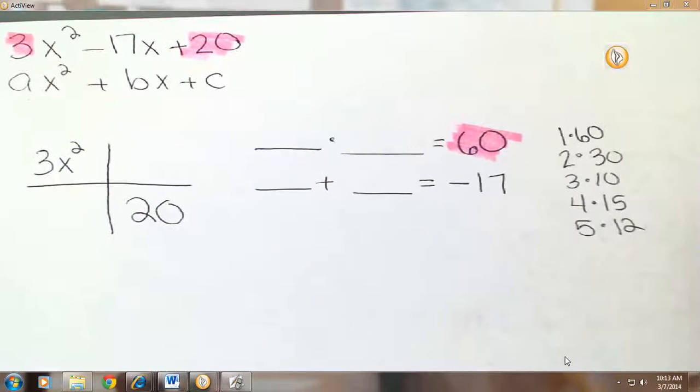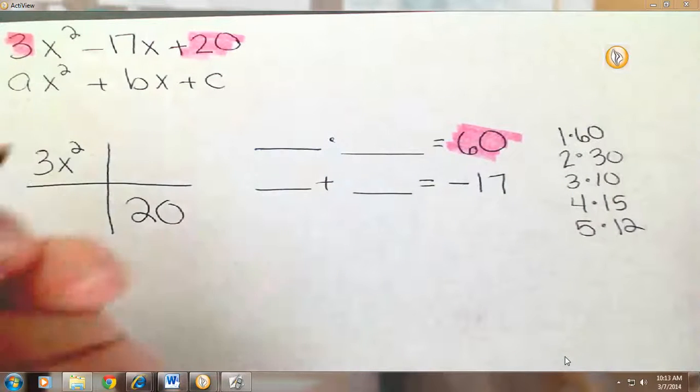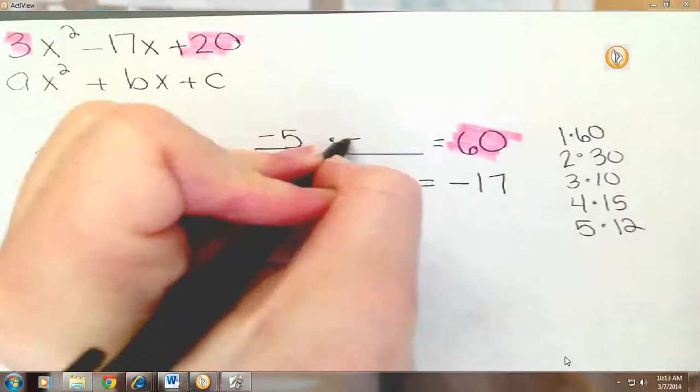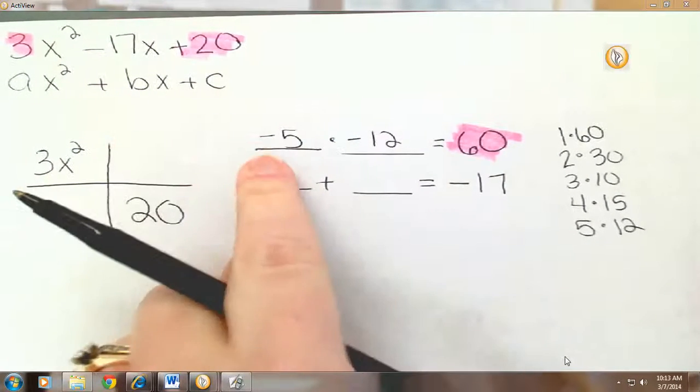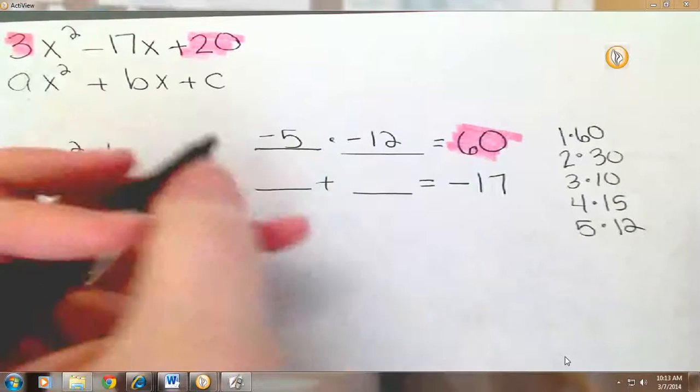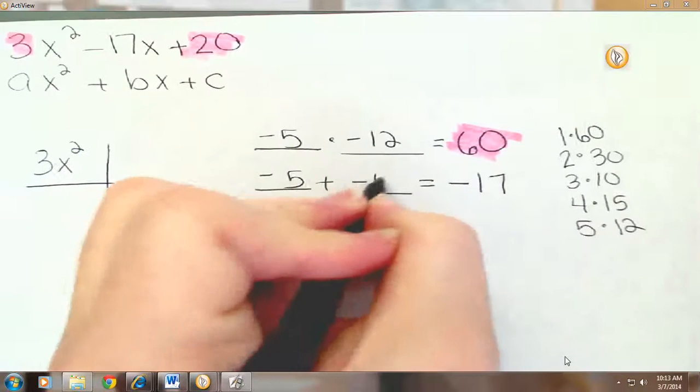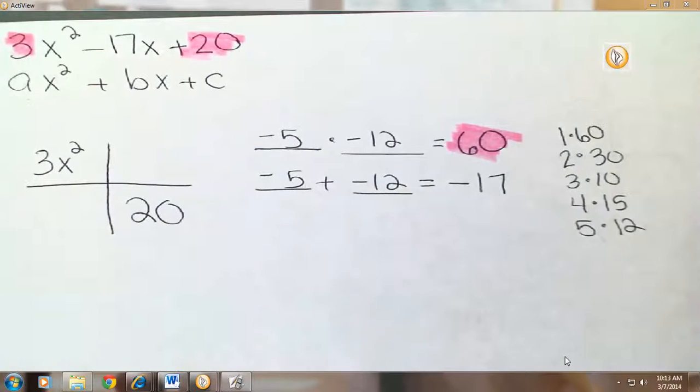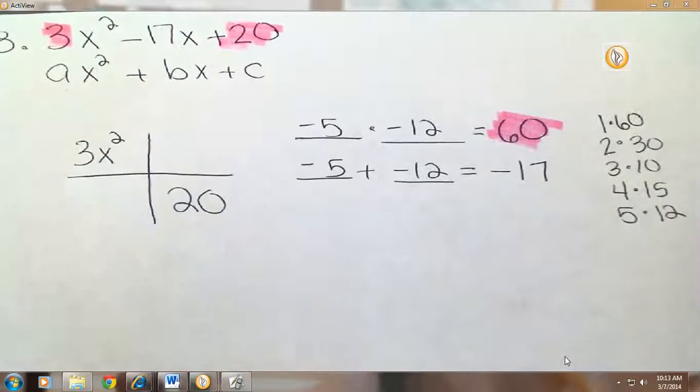Yes. What does it need to be? Positive 5 and positive 12 or negative 5 and negative 12? Negative 5 times negative 12, because a negative times a negative is a positive. So let's use negative 5 and negative 12 in our box.